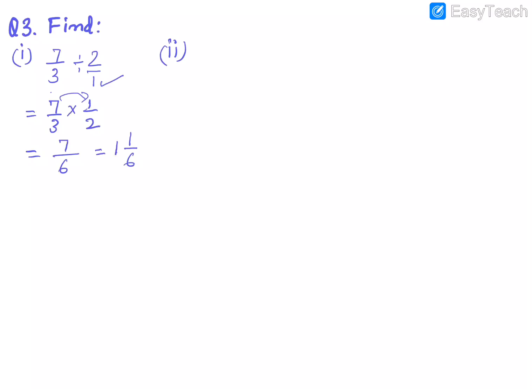Second part, where 4 by 9 is to be divided by 5. 4 by 9 into 1 by 5. 4 ones are 4, 9 fives are 45.